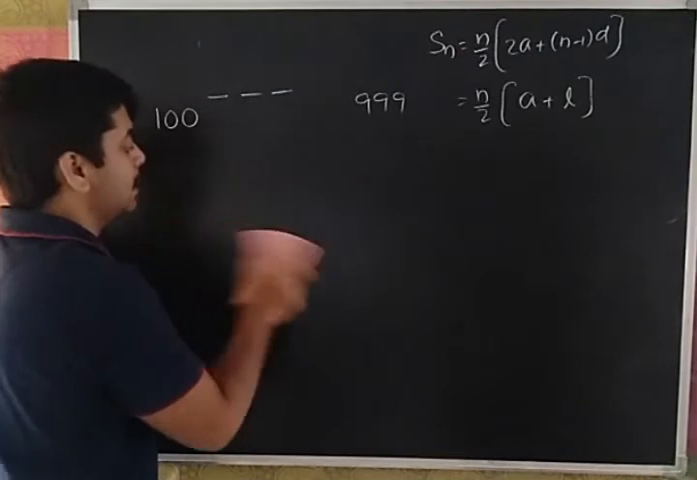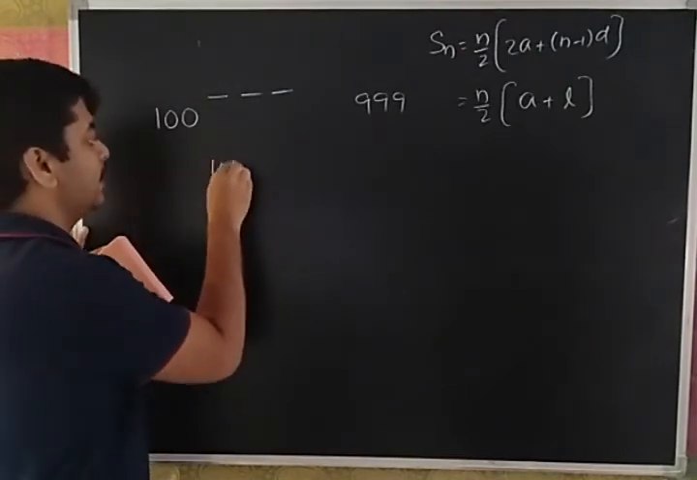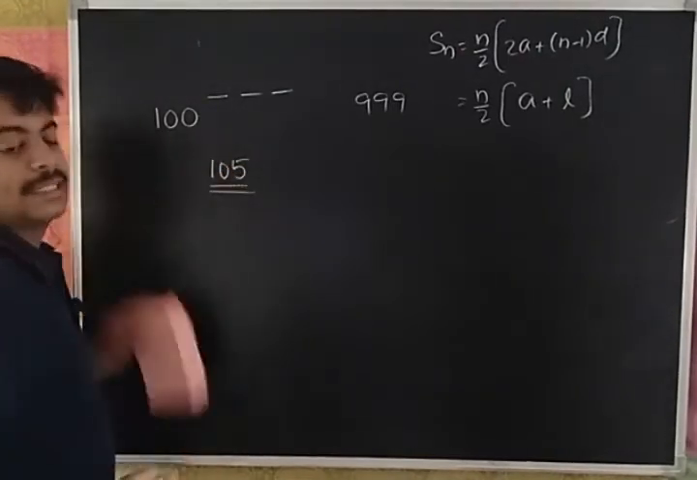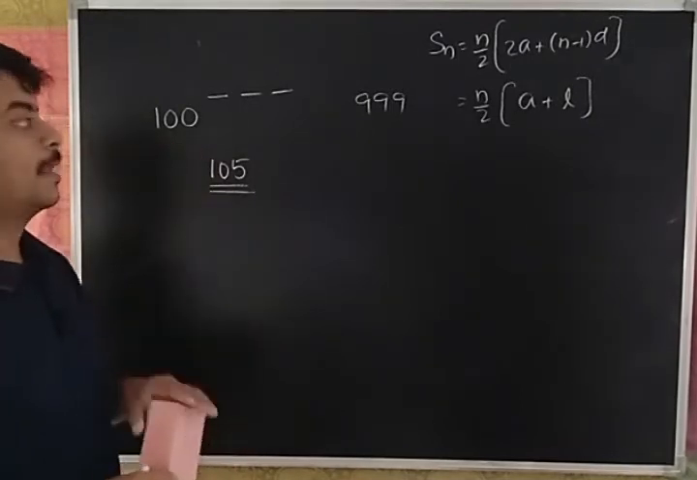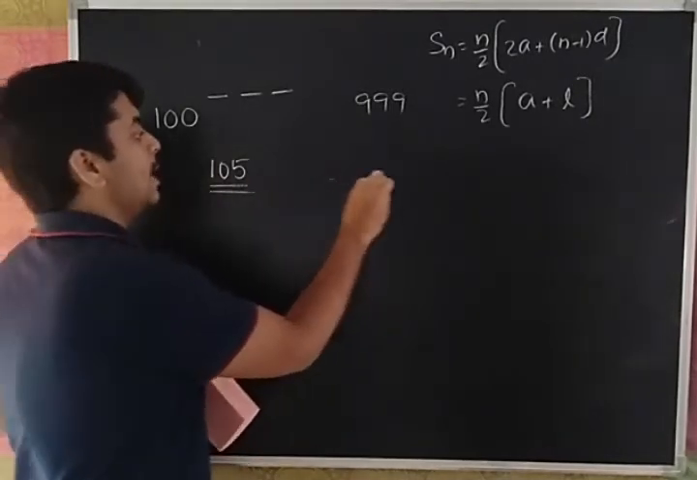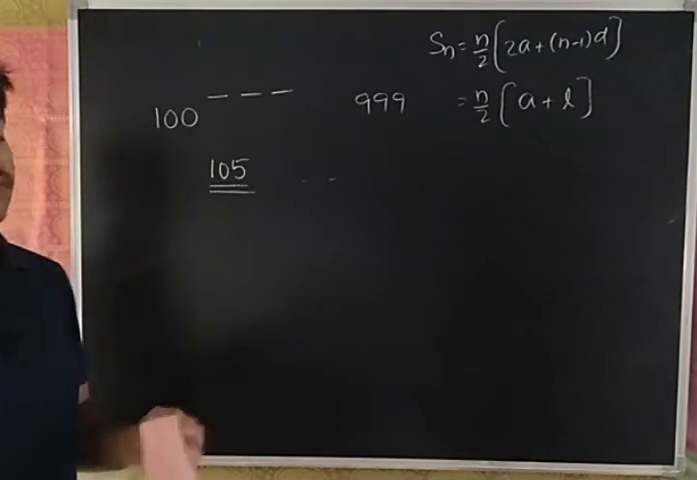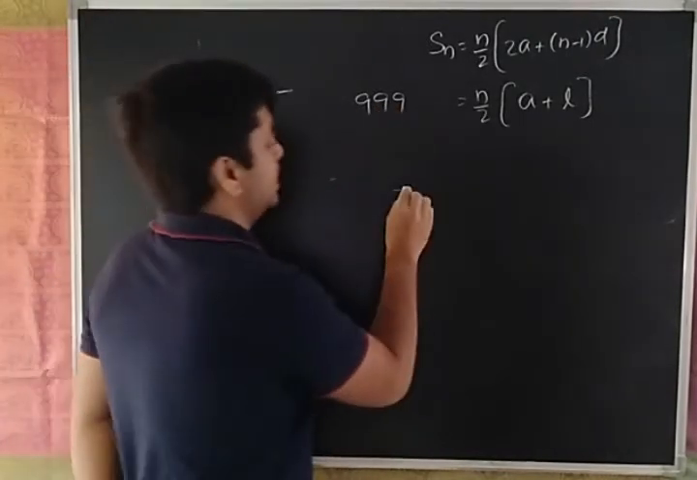105 will be the first element which is divisible by 7. So what is the last term, do we know? We don't know that. What will we do? Let us divide 999 by 7.